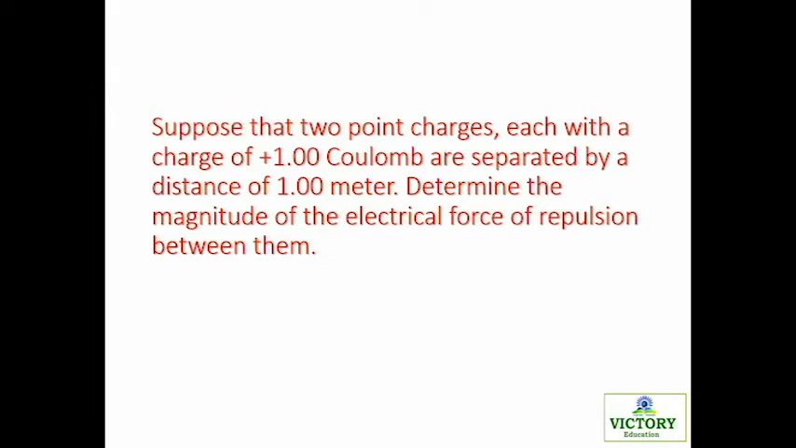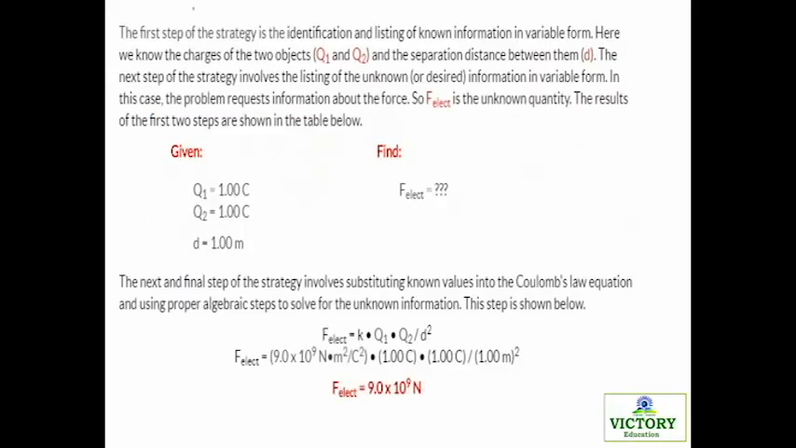Suppose that two point charges, each with a charge of 1 coulomb, are separated by a distance of 1 meter. Determine the magnitude of the electric force of repulsion between them. Now let's see how we can solve this problem. What we know is Q1 is 1 coulomb, Q2 is 1 coulomb, and D, the distance, is 1 meter. What we don't know is the F, right?